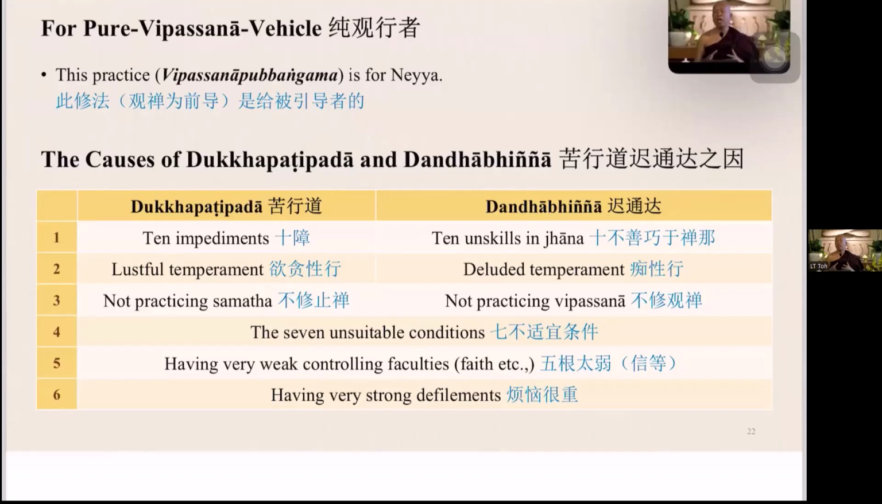If the controlling faculties are very weak, for example saddha, we don't believe easily. Sometimes it's good, but when we are meditating, this is really very bad.